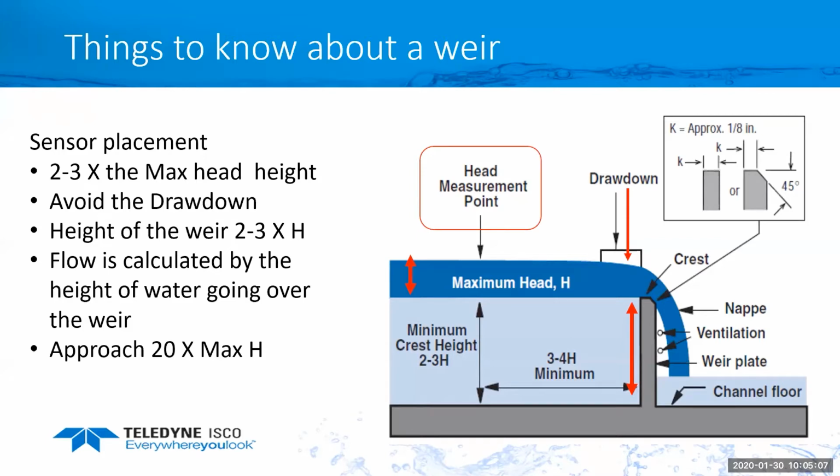As far as the straight run in front of a weir, it should be 20 times the maximum head height that you expect to see over that weir. And the more straight run of pipe or channel you have upstream, the better, because what we're looking for is uniform flow going across this weir.